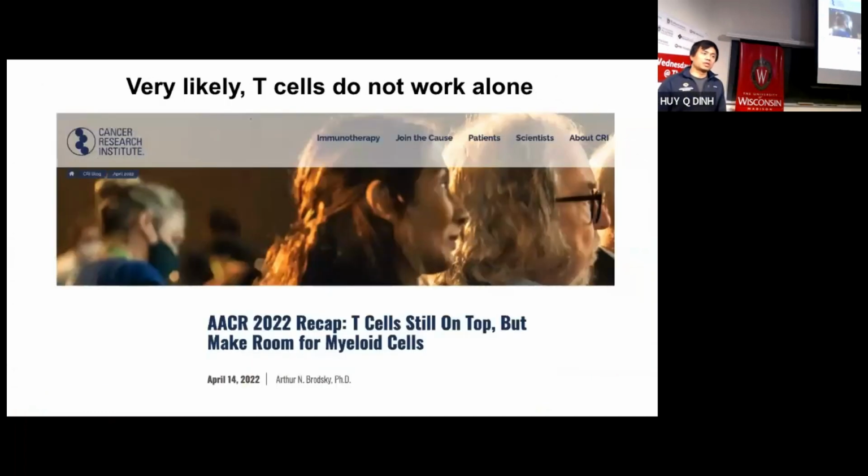So immunotherapy uses T cells to attack cancers, but T cell is not the only branch of immunology. If you have taken a basic immunology class, you know there are other branches, like myeloid cells or innate myeloid cells and other responses, right? So T cells are still the main focus of the field. However, in 2020, one of the recaps of the Cancer Research Institute, where they summarize AACR, which is an annual meeting from the Cancer Association, now we start to appreciate the non-T cell components, especially the so-called myeloid cells.